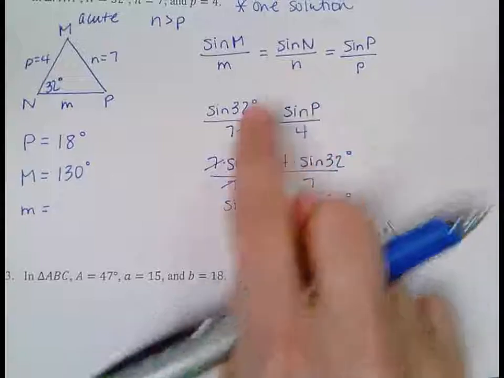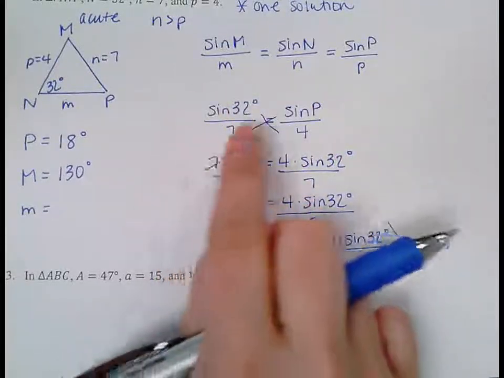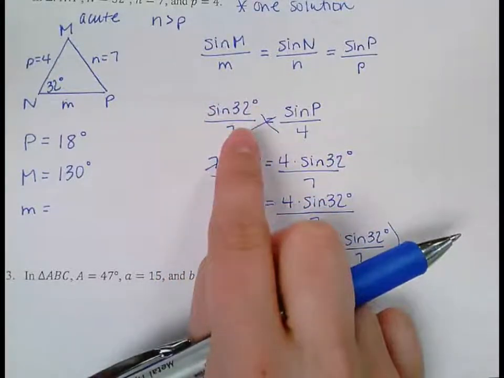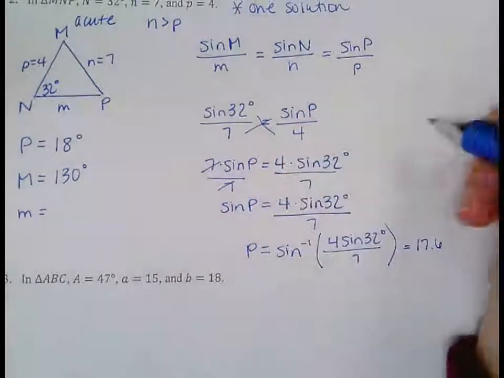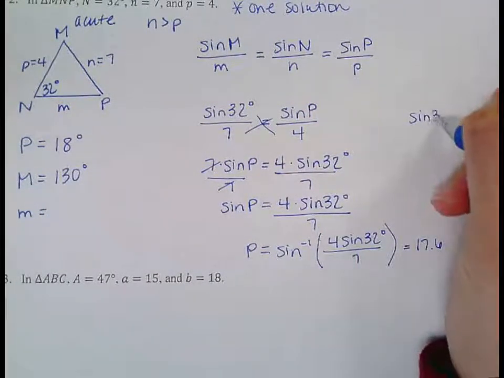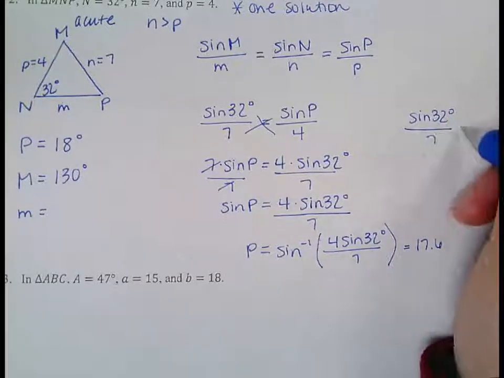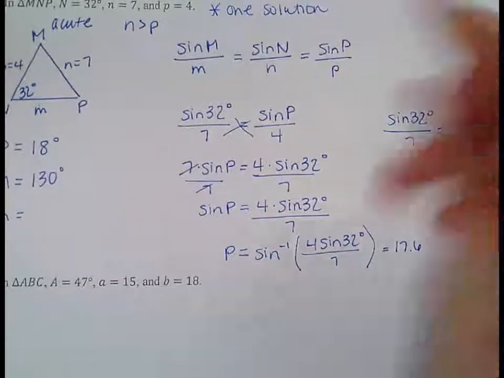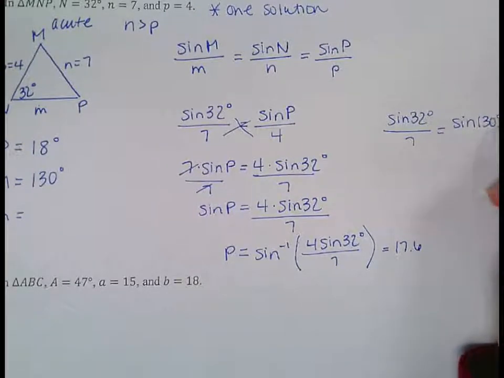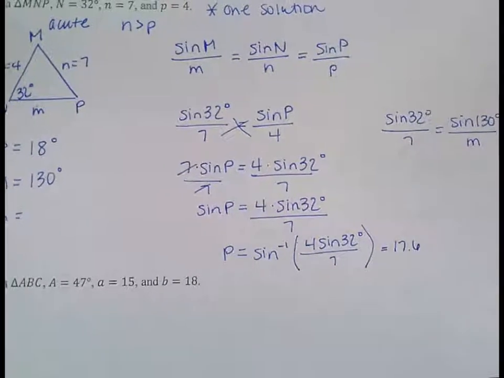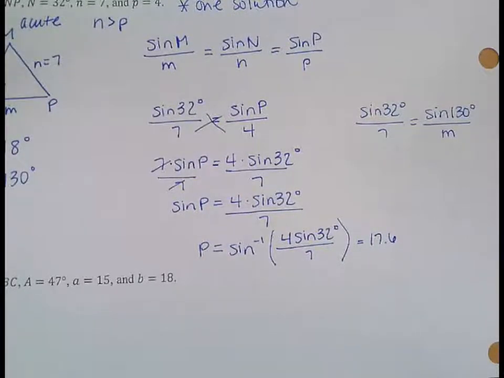So I'm still going to use that ratio with angle N and side N because that was what I was given. When we found angle P, that was an approximation. So I have sine of 32 degrees over 7 is equal to sine of M, which will be sine of 130 degrees over side M, and then solve for M.